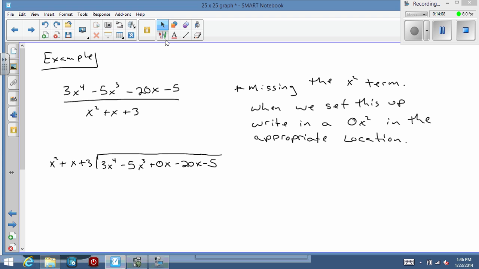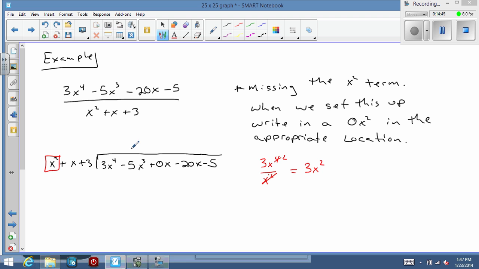So when we write this in, we have x squared plus x plus 3 divided into 3x to the fourth minus 5x cubed plus 0x squared minus 20x minus 5. And again, we're going to focus on the x squared, and everything else just works out and works into the equation later. So we're going to take that 3x to the fourth. We're going to figure out how many times does x squared go into 3x to the fourth. Well, as you can see, two x's are going to cancel out to leave us with 3x squared.